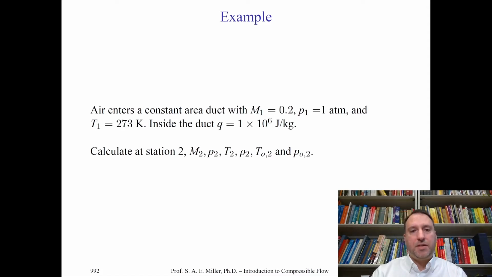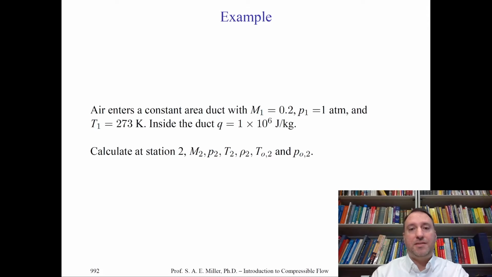And inside the duct, we find a total heat transfer rate, on a per kilogram basis, of 1 times 10 to the 6 joules per kilogram. That's a megajoule per kilogram. We are asked to find what happens at state 2, the downstream location, station 2. We're asked to find M2, P2, T2, rho 2, the total temperature at 2, and the total pressure at 2. Let's try out the Rayleigh problem.